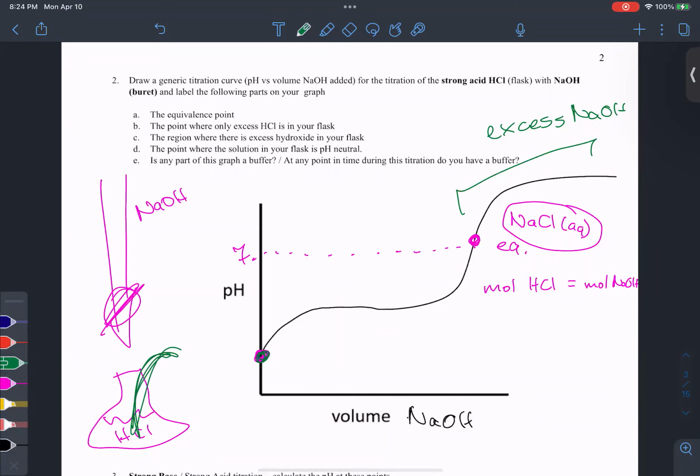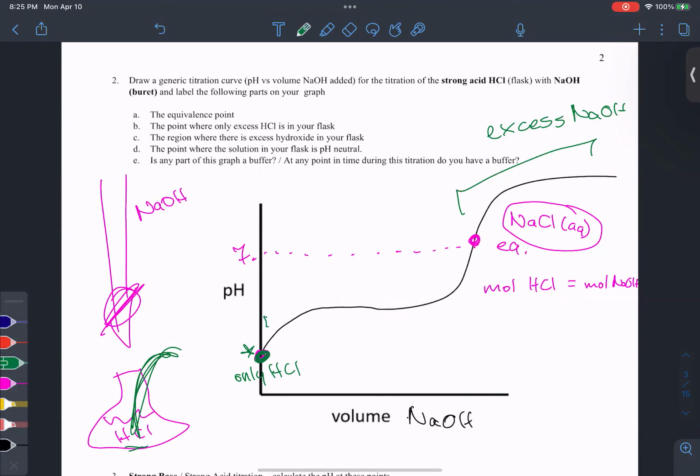So right here, right where I'm starring, that point is at 0 milliliters of sodium hydroxide, meaning that the only thing in your flask is HCl. So whatever concentration that HCl is going to dictate your pH. So this is only HCl. That is a strong acid, so put the molarity into the pH calculation.